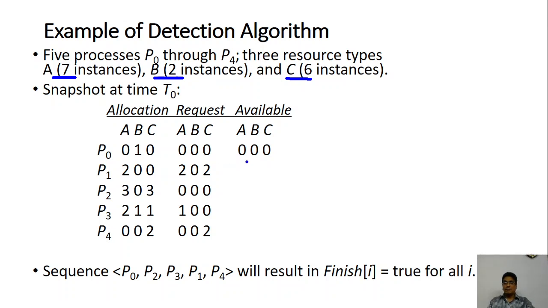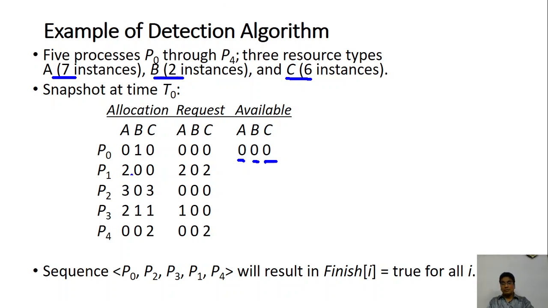So how many are available to you? All are given, so 0 is available. 2 were there and 2 are given. How many are available? 0. You don't have anything. Let's look at C here. 6 were there. How many are allotted? 6 are allotted. What is available with you? Nothing is available. So you are empty now. You gave every resource.